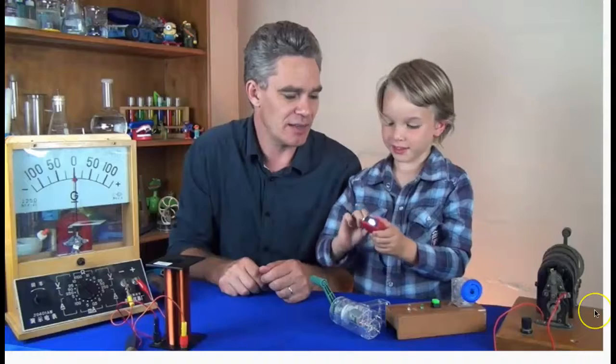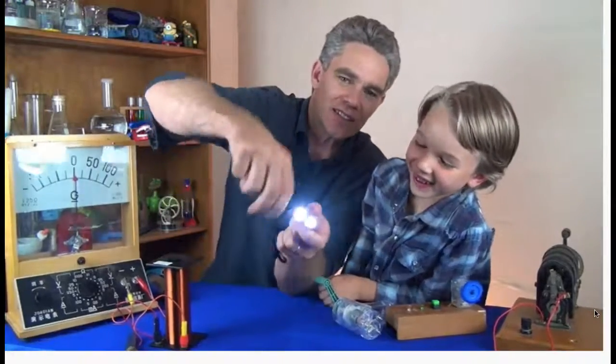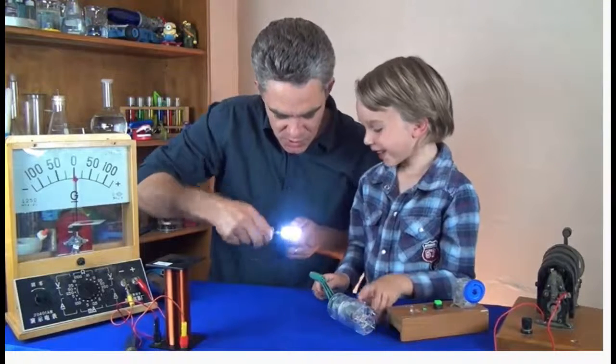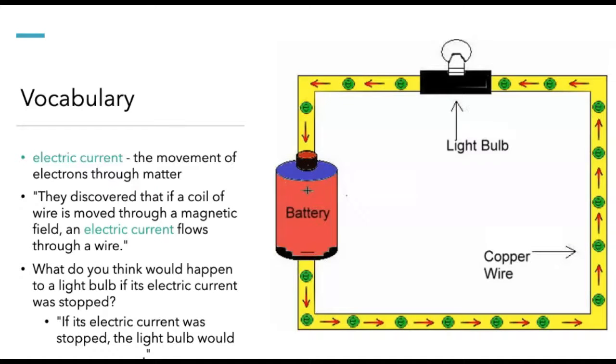To spin a magnet near a coil of wire, you turn the handle of that ladybird. You turn the handle. See the lights go much brighter. Have a look. Our next word is electric current. An electric current is the movement of electrons through matter. They discovered that if a coil of wire is moved through a magnetic field, an electric current flows through a wire.